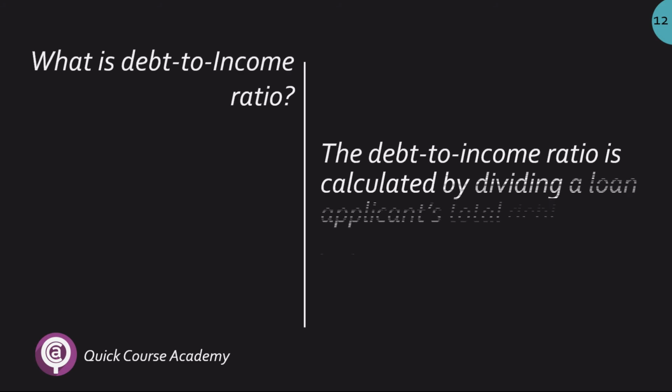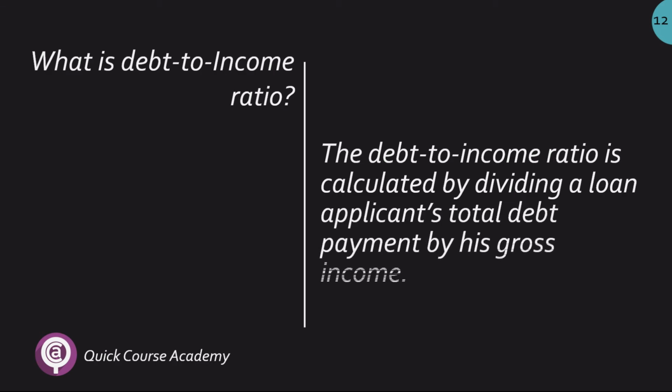What is debt to income ratio? The debt to income ratio is calculated by dividing a loan applicant's total debt payment by his gross income.